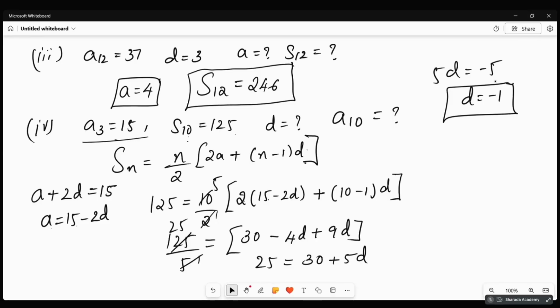How much did you get? Exercise 5.3, third main, fourth one.